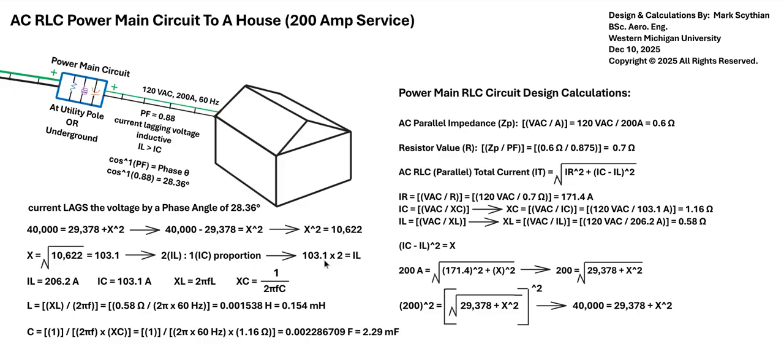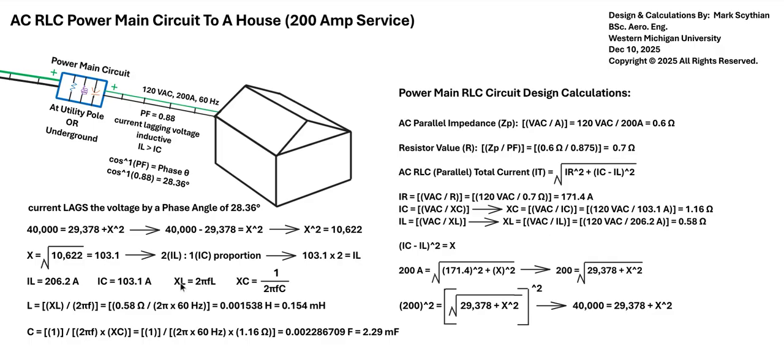So this means the 103.1 we calculated for X can simply be doubled to equal the current at the inductor. So the current at the inductor is 206.2, and then the current at the capacitor is exactly 1/2 that value, 103.1.